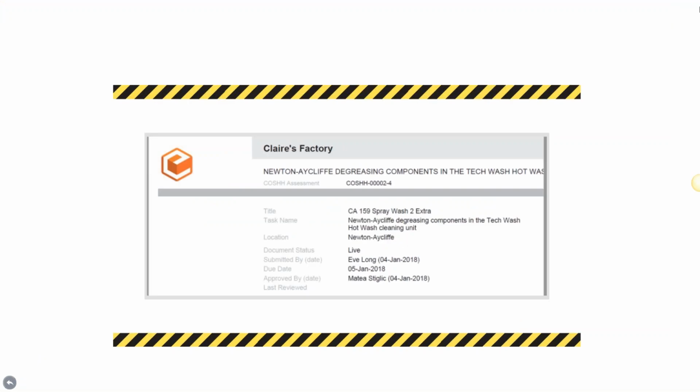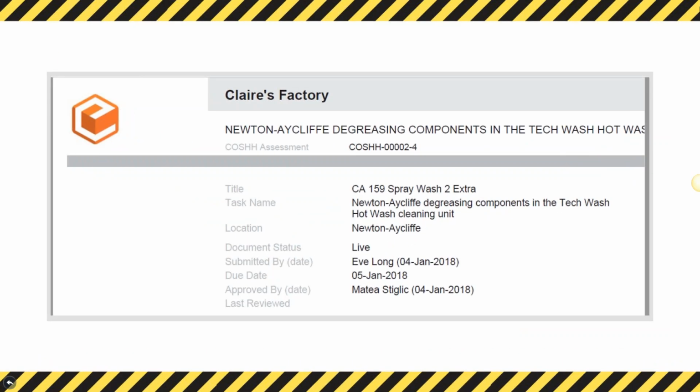If we go up to the top of the PDF, the documents have a version number. You can see this is CoSHH 2.4. This is the fourth revision of this particular assessment. It has extra detail as well on the status, the submission date and the approval date. And it means that you can say company-wide essentially what is live, what is the current version that you're using.